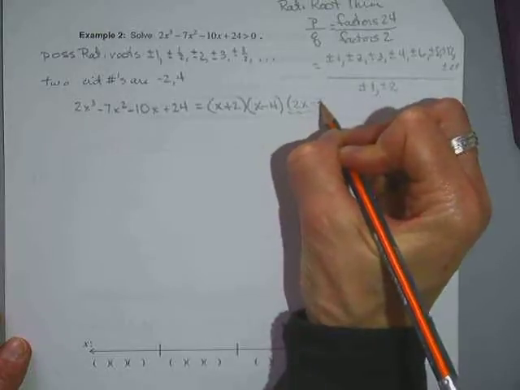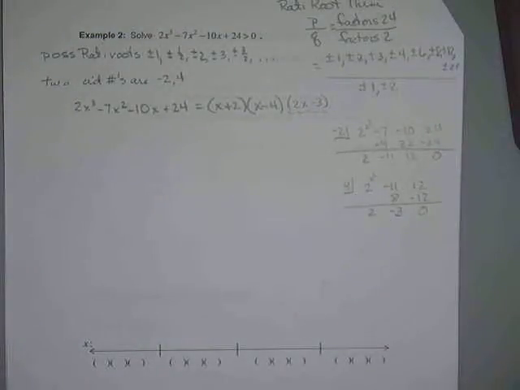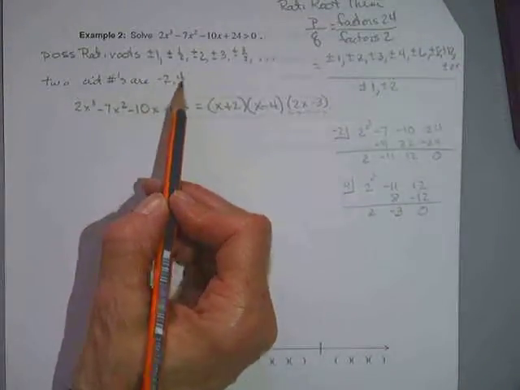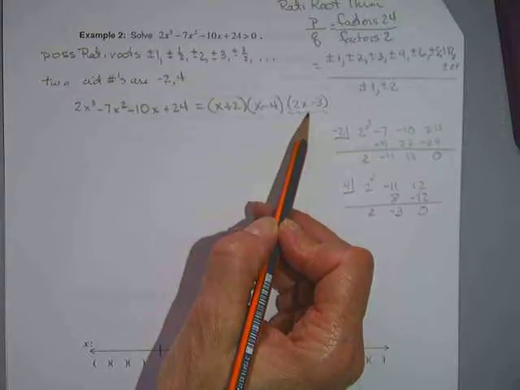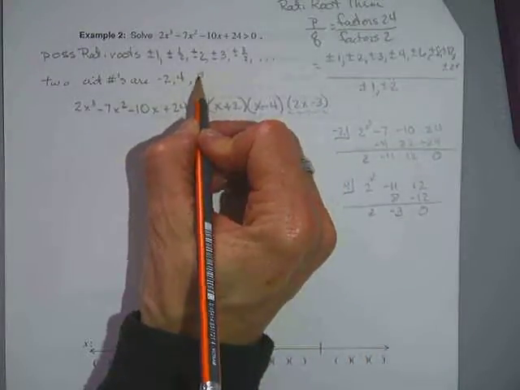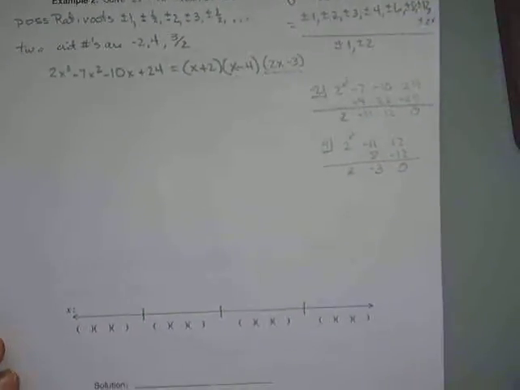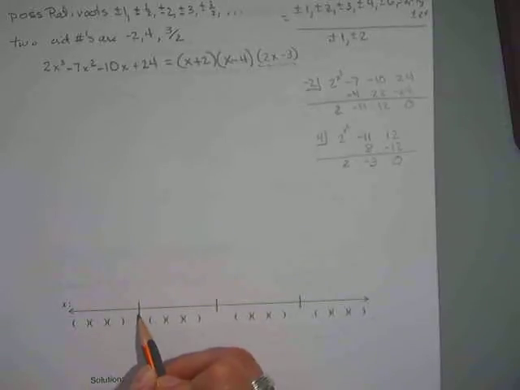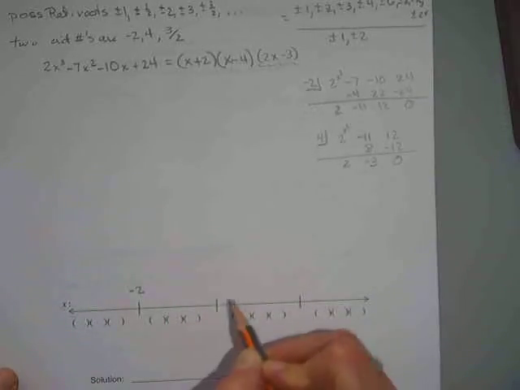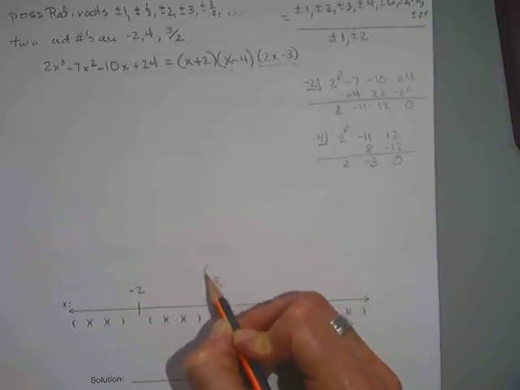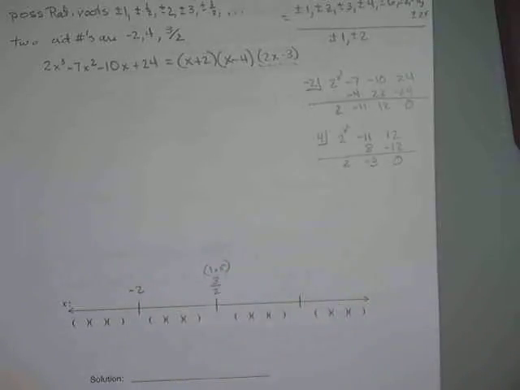So what is left over? What does the 2 and the -3 represent? I started with a cubic. This is x to the 3rd. So then this became x squared. So what does that become? Just x. So that means the leftover part is 2x minus 3. Okay? So now my critical numbers are -2, 4, and what's this one? -3 over 2. Positive 3 over 2, because it's opposite.